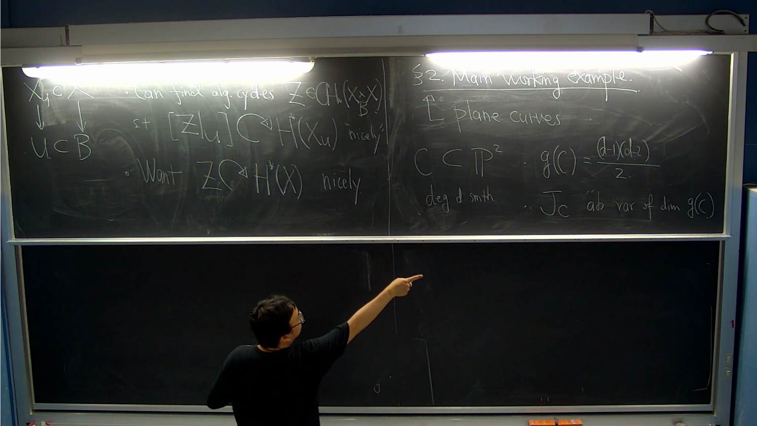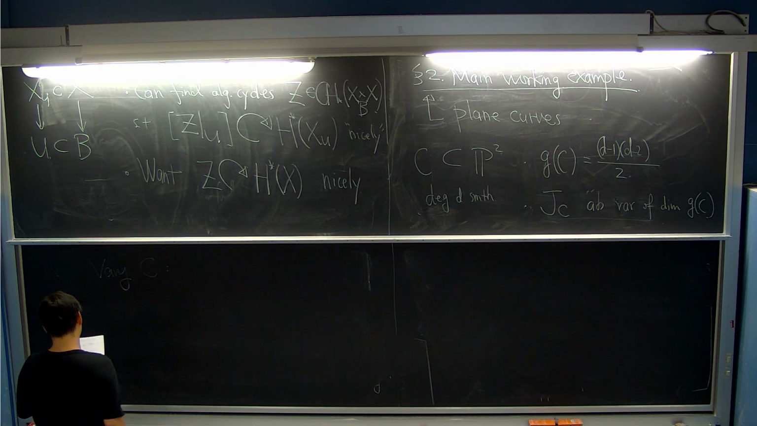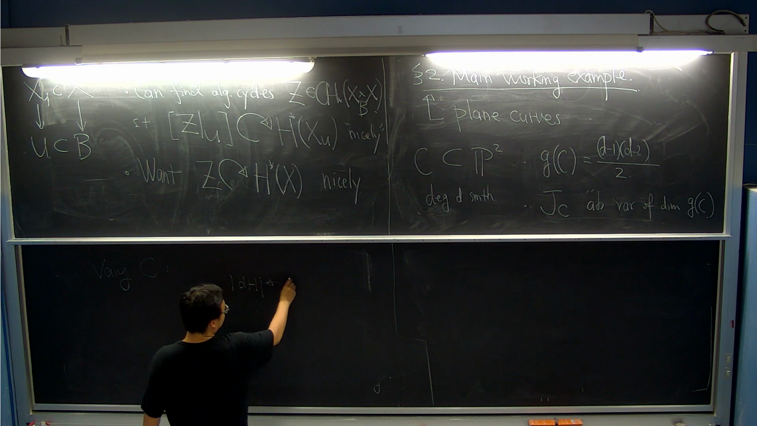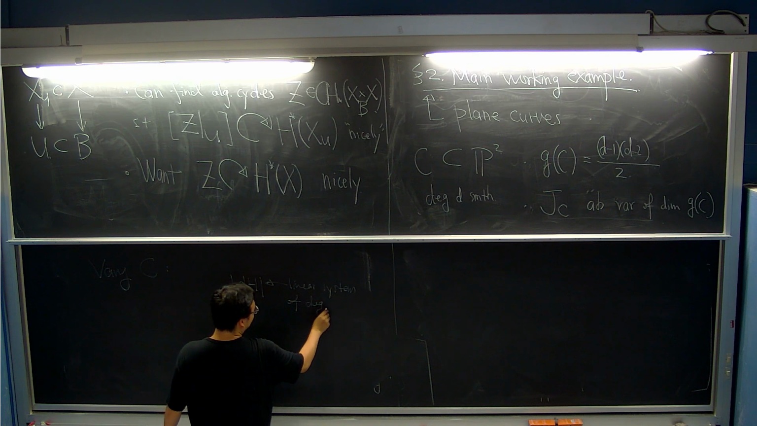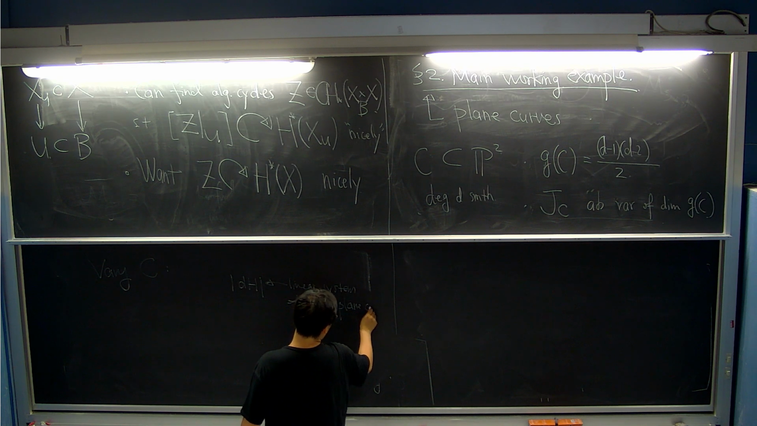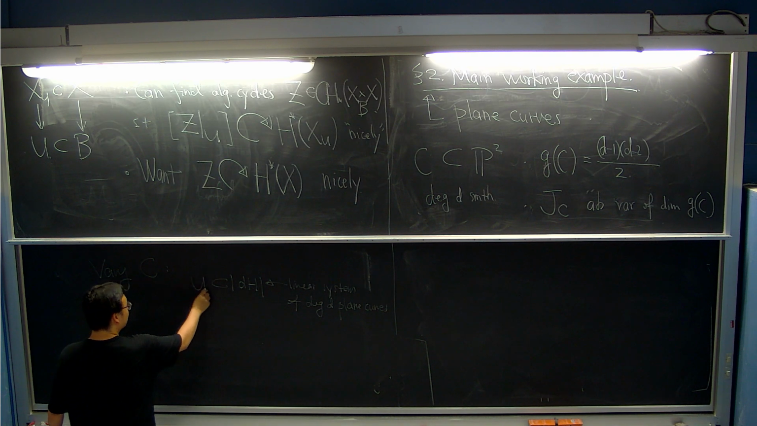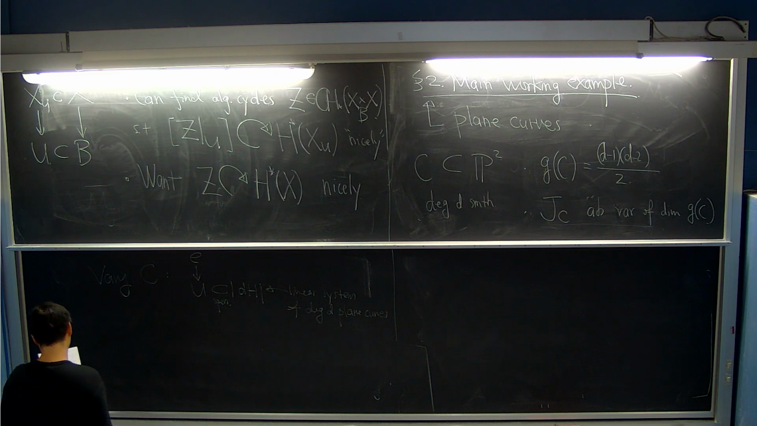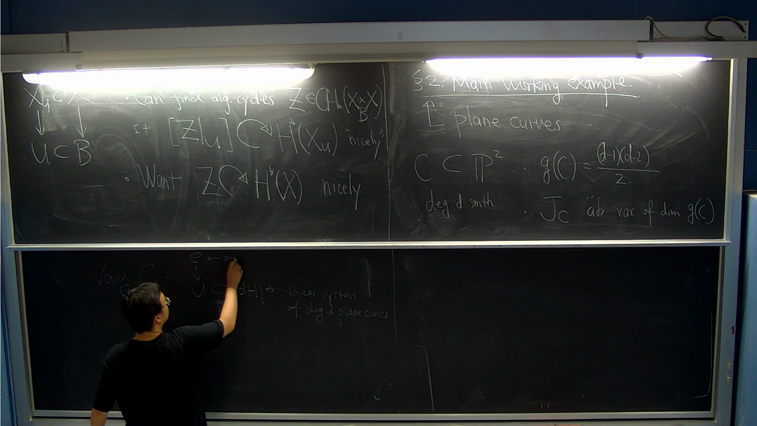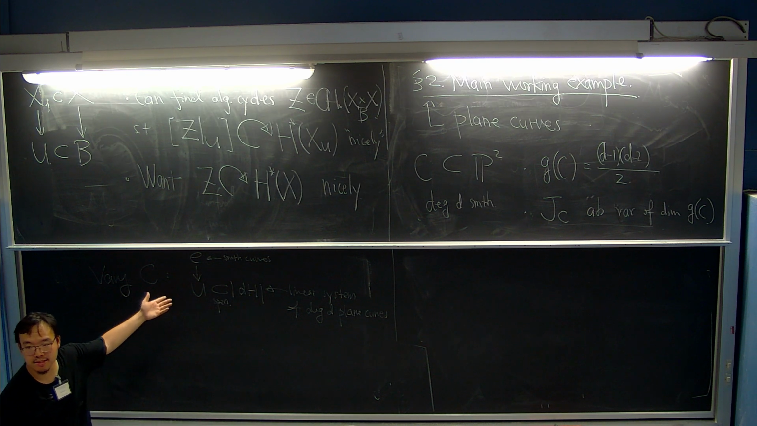Okay, so for one curve, we have all this data, and we can vary C. So we get P^N, this is the linear system of degree D planar curves. We'll consider all of them. But well, some of them are nicer. So there is an open subset which parameterizes smooth curves. We consider all degree D curves and pick those which are smooth. This is a Zariski open condition.